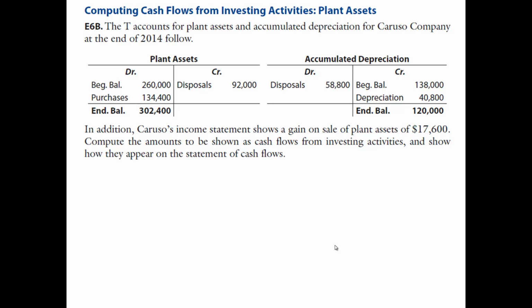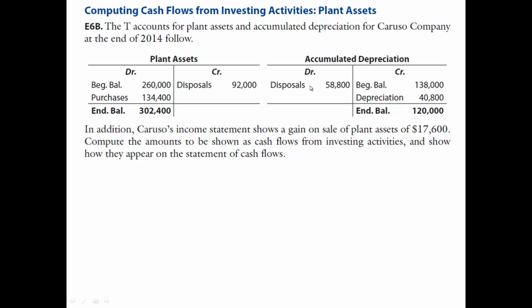It did give us some additional information that says Caruso's income statement shows a gain on the sale of a plant asset of $17,600. A couple of things I want to point out. If we look at our plant asset, the disposal here represents where we sold a plant asset, and that would not necessarily be the amount that we sold it for, but the amount that we had it on the books for. This purchases shows where we purchased a plant asset.